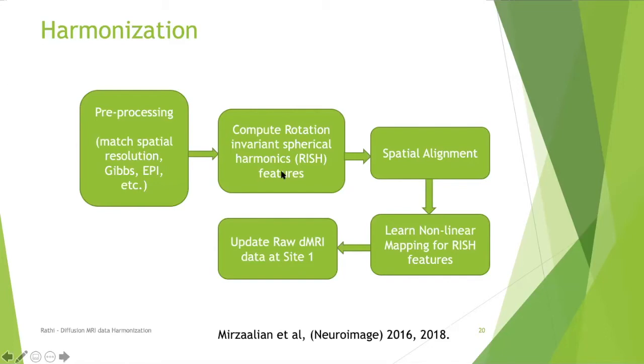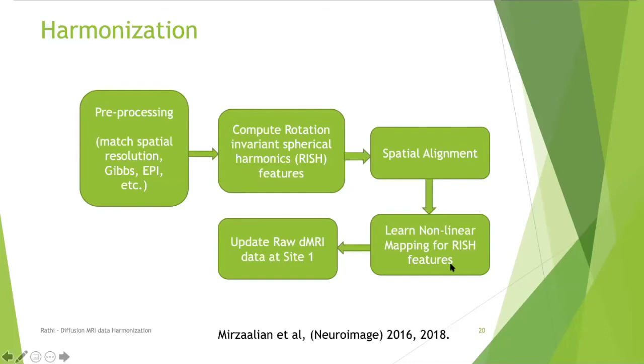But in general, these are features derived from the diffusion MRI signal, and they represent the data compactly and succinctly, very well. They are also rotation invariant, so a very nice feature to have. Then you align all of these data sets from all the sites into a single template space. Then at a group level, you learn a statistical mapping between the two groups.